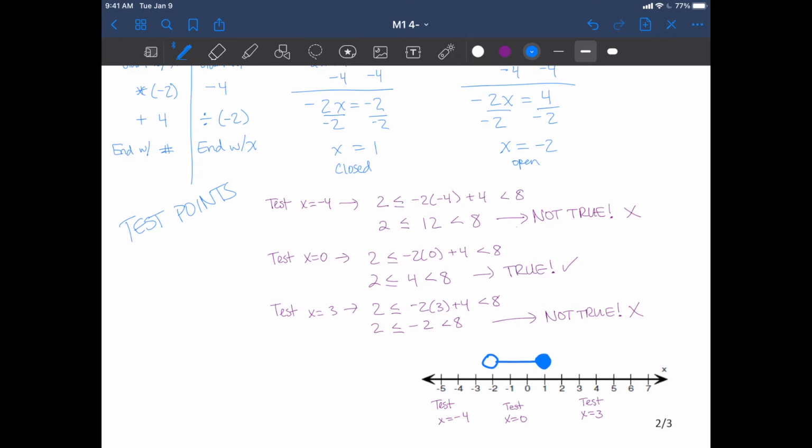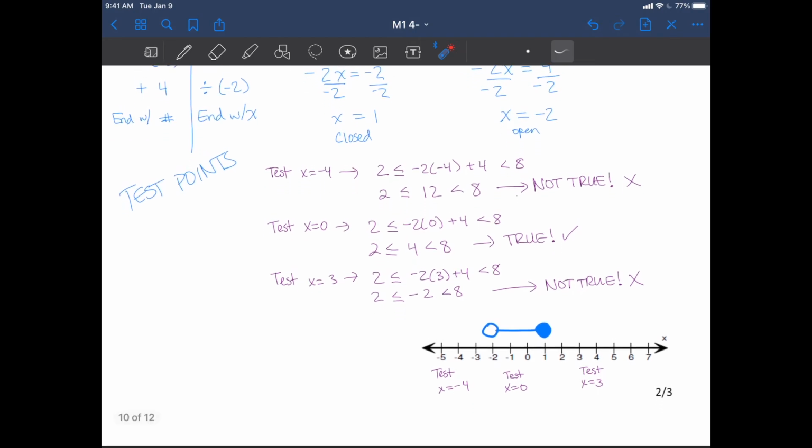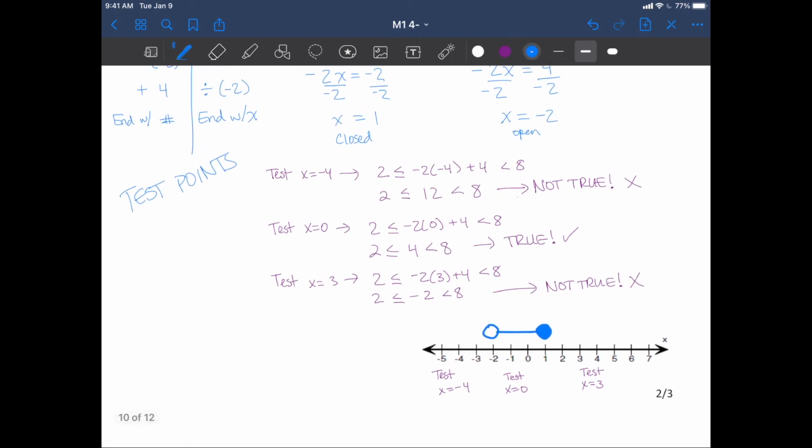Now, to be thorough, I should also test to the right of this. So x equals 3. I plug in negative 2 times 3 is negative 6. Negative 6 plus 4 is negative 2. Is 2 less than or equal to negative 2? Nope. So this is not true, so you don't shade over here. This is our solution when it's graphed. But our final solution is negative 2 is less than x, less than or equal to 1.